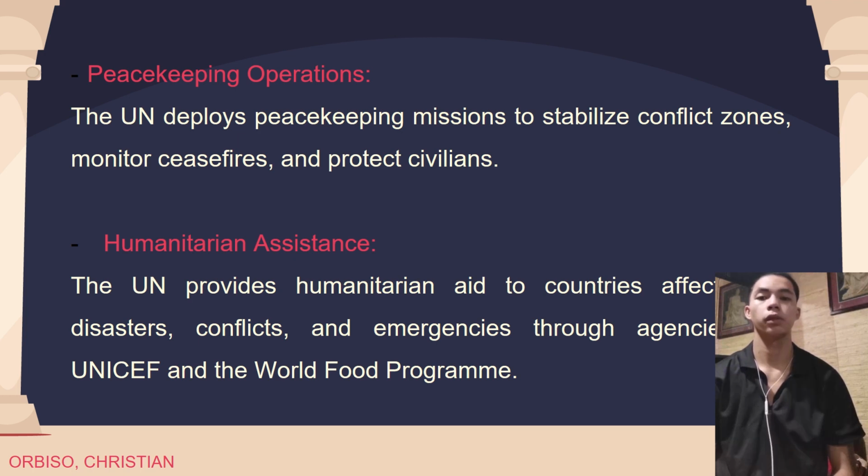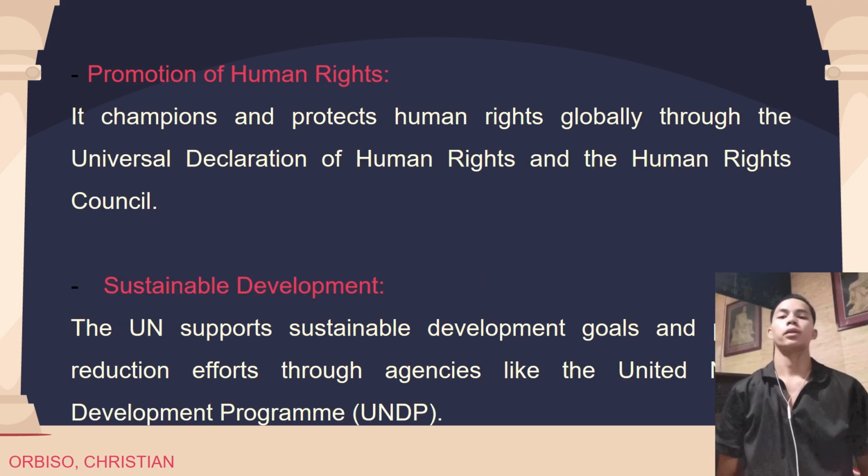The fourth one is humanitarian assistance. The United Nations provides humanitarian aid to countries affected by disasters, conflicts, and emergencies through agencies like UNICEF and the World Food Programme. The next is the promotion of human rights. It champions and protects human rights globally through the Universal Declaration of Human Rights and the Human Rights Council. Next is sustainable development. The United Nations supports sustainable development goals and poverty reduction efforts through agencies like the United Nations Development Programme, or UNDP.